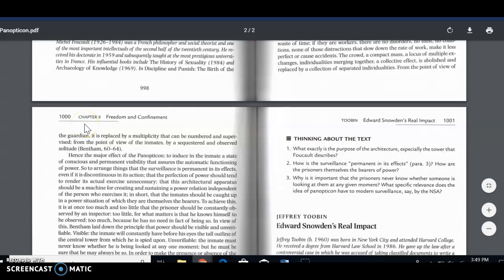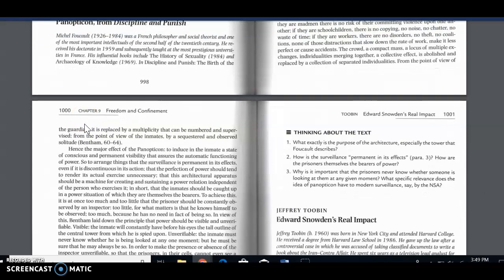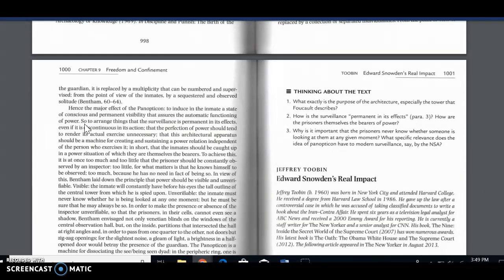Okay, so we think about that here, and let's go to the next page. And Foucault brings it home here: hence the major effect of the Panopticon, to induce in the inmate a state of conscious and permanent visibility. I definitely would underline this here. Conscious, they understand they're being watched, and permanent visibility. It's never broken. That assures the automatic functioning of power, okay?